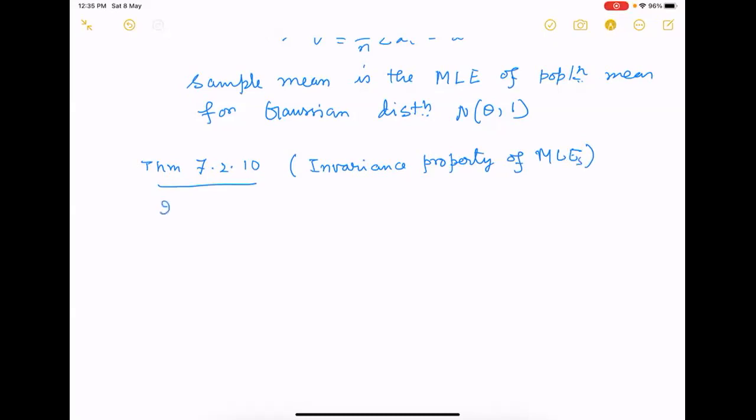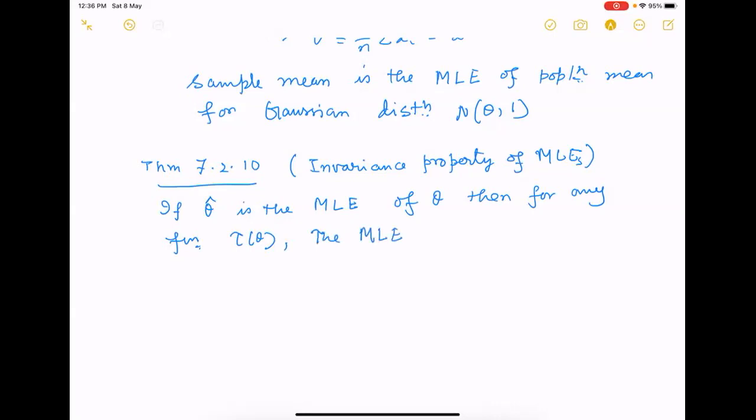Now, if theta hat is the MLE of theta, then for any function tau(theta), the MLE of tau(theta) is tau(theta hat).